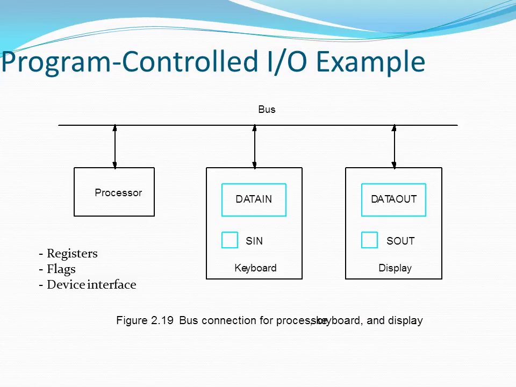And the same applies to the display unit. By using the SOUT status flag, whenever SOUT is equal to 1, the display unit is ready to display the information, meaning the processor can store the information into DATAOUT. So this is the use of the DATAIN and DATAOUT registers, and by using the status flags we can determine the status of the buffer registers.